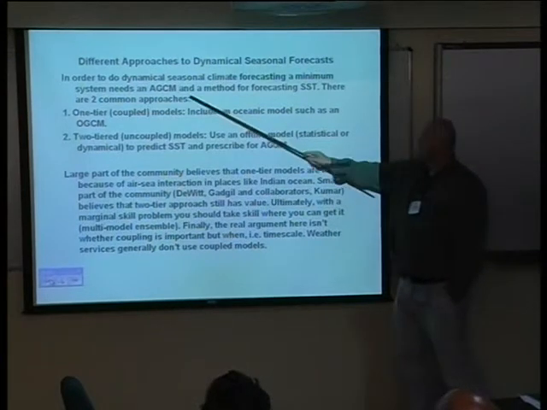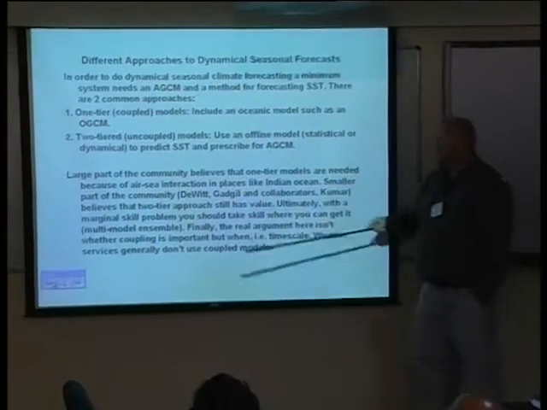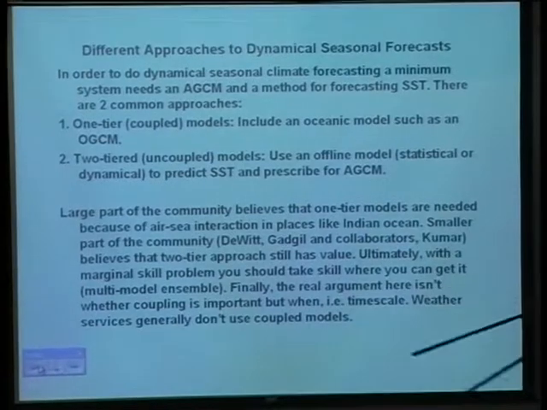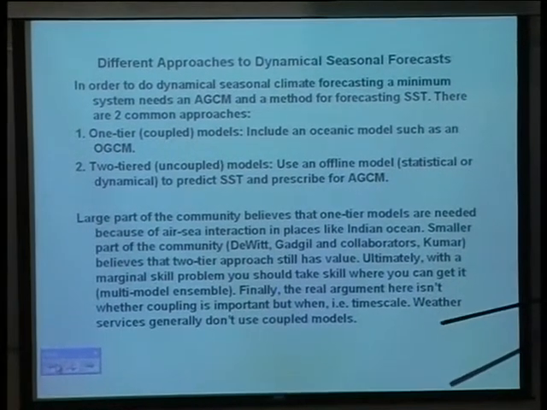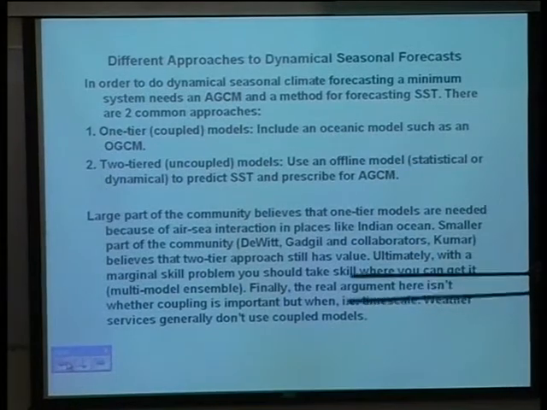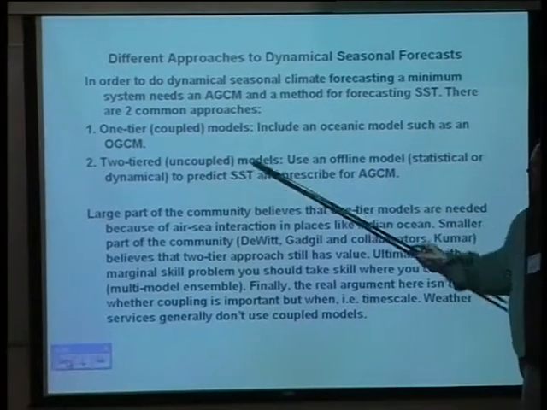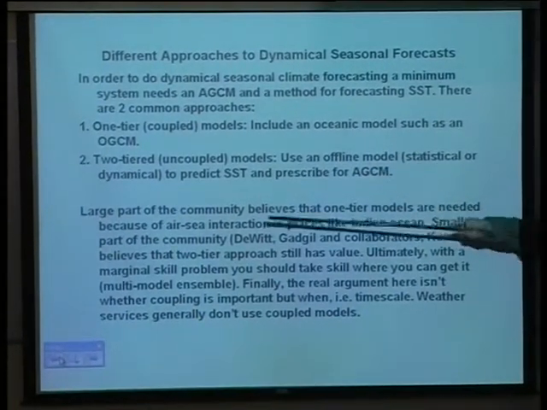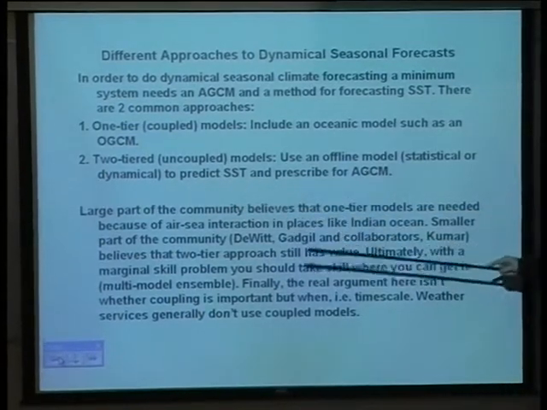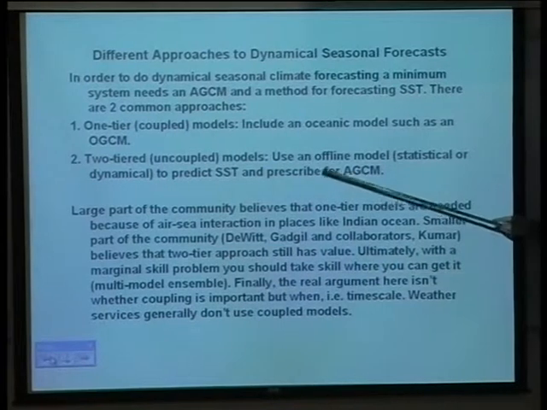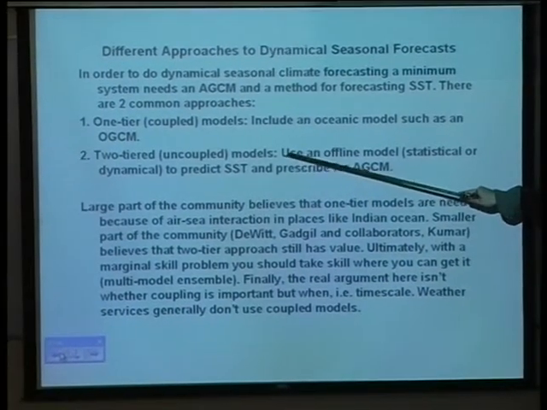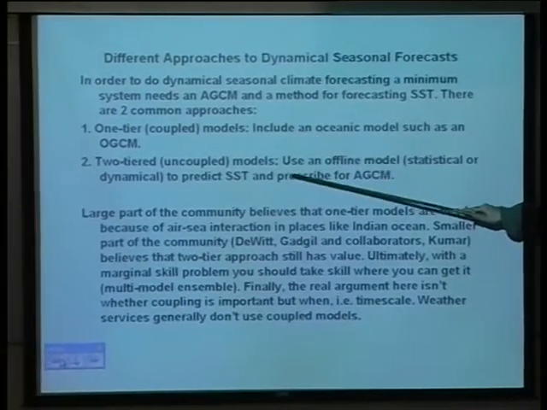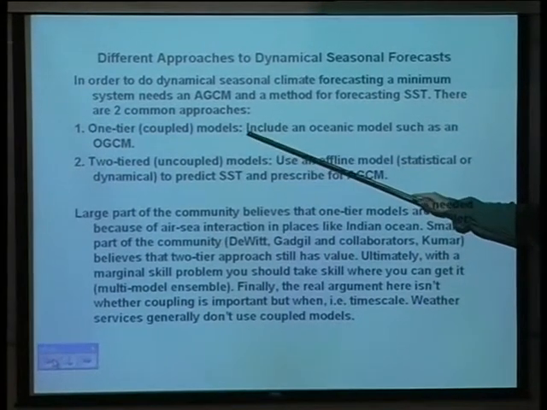Okay, and so there are two common approaches. One tier is what's called coupled models, and that will include some sort of an oceanic model. Could be an ocean general circulation model. There are other schemes you could use that are not ocean general circulation models, but again, it would be some time marching formulation. And then the other approach is two-tiered or uncoupled models. That would use some sort of an offline model. It could be a statistical model. It could be somebody else's dynamical model to predict the SST, and that's prescribed for the AGCM. Generally speaking, this will be considerably computationally less expensive than this. So the question is, is this a good approximation to this?